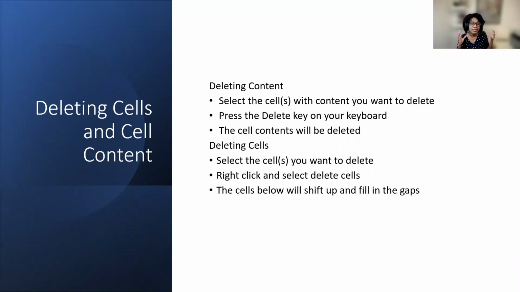Now, if you want to delete the cells themselves, like you have a whole column of content that you no longer need in this workbook, you'll have to select the cell range you want to delete. You'll right-click to bring up a menu and then click to delete the cells. And that allows the workbook to automatically fill in the gaps instead of leaving you with a set of empty cells in the middle of your spreadsheet. You can just fill in that gap. It'll look like it was never there.